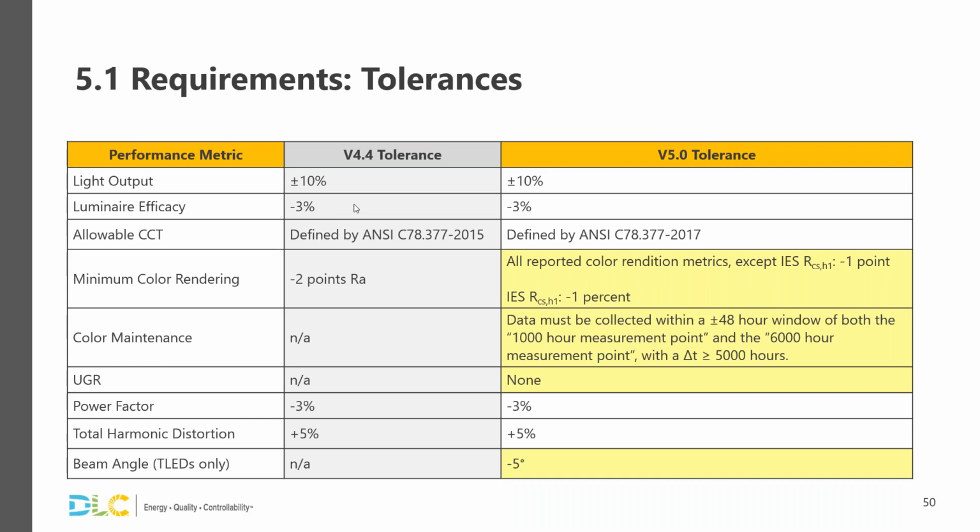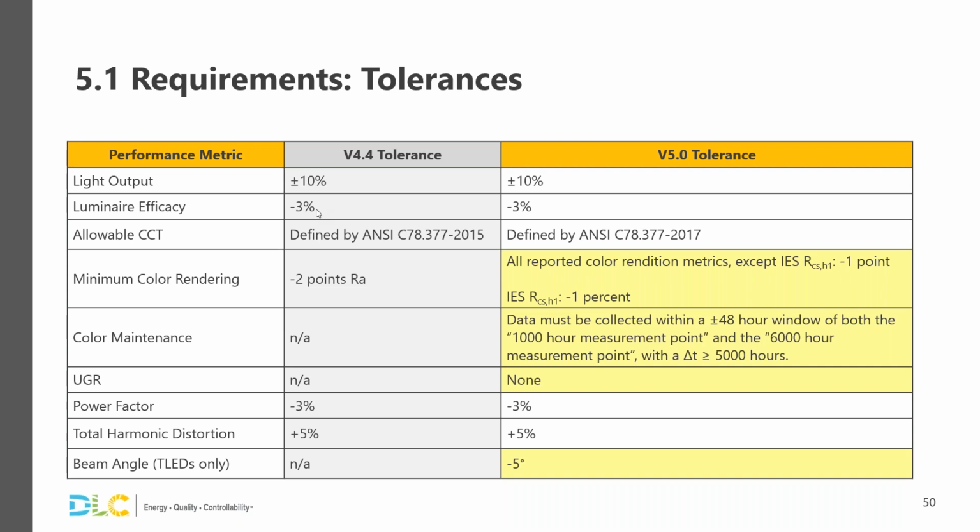Here is the table of tolerances again. You can see that efficacy is allowed a 3% tolerance. So that is applied in the same way. If the base requirement for efficacy is 100 lumens per watt, and you're not applying for any allowances, the 3% would then make your effective minimum efficacy 97 lumens per watt.